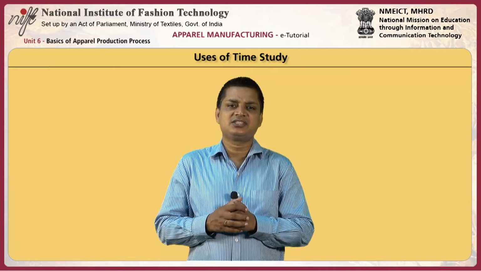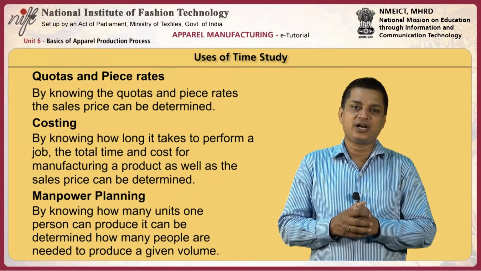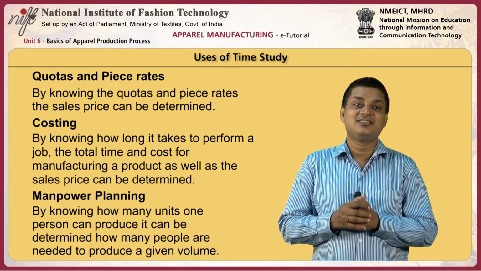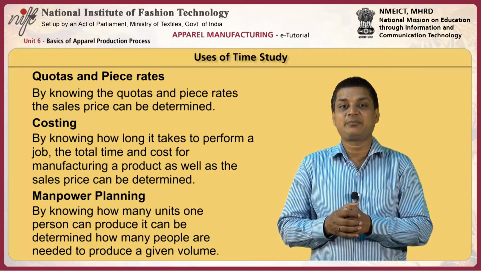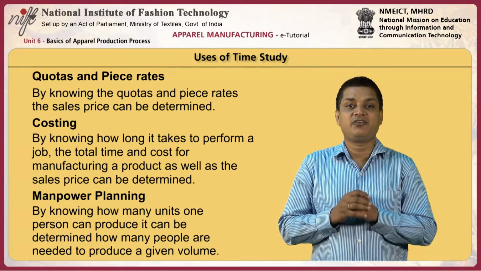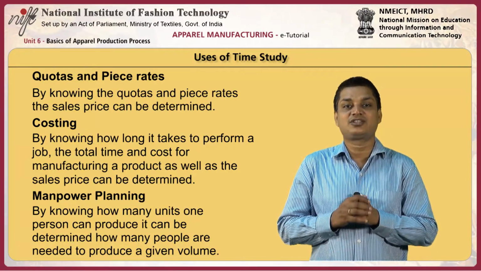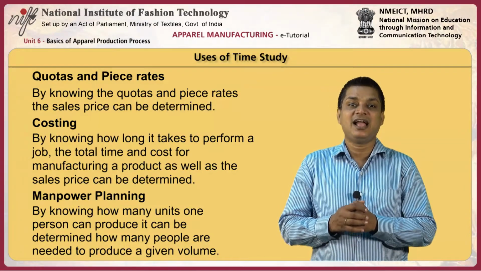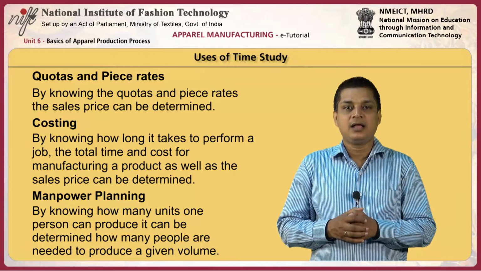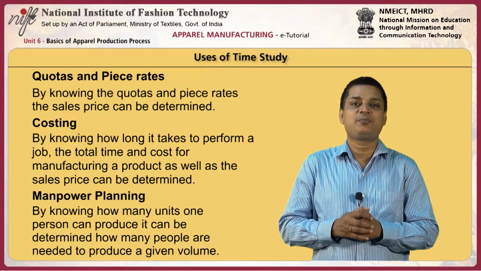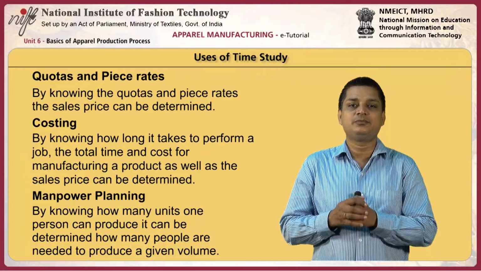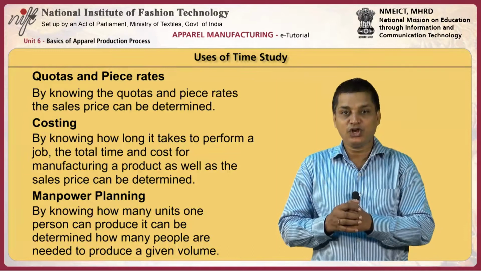There are various reasons for time study. Quotas and piece rates. Knowing the quota and piece rates, the sales price can be determined. Costing. By knowing how long it takes to perform a job, the total time and cost of manufacturing a product, as well as the sales price, can be determined. Manpower planning. By knowing how many units one person can produce, it can be determined how many people are needed to produce a given volume.